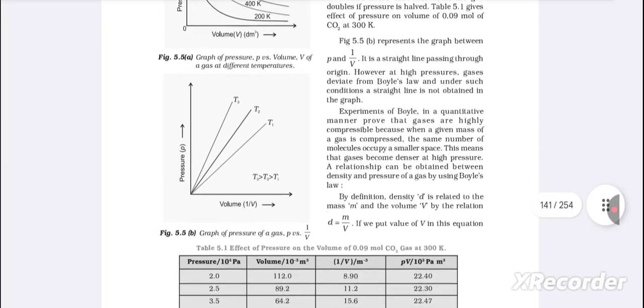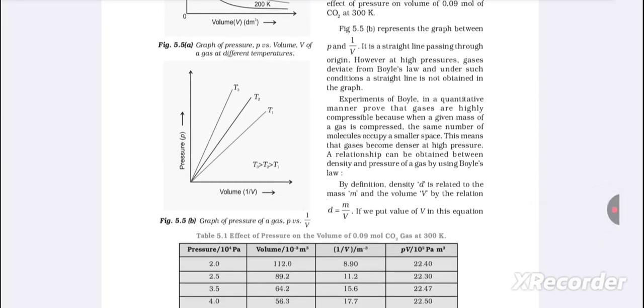Experiment of Boyle's in a quantitative manner proves that gases are highly compressible because when a given mass of gas is compressed, the same number of molecules occupy a smaller space. This means that gases become denser at high pressure.